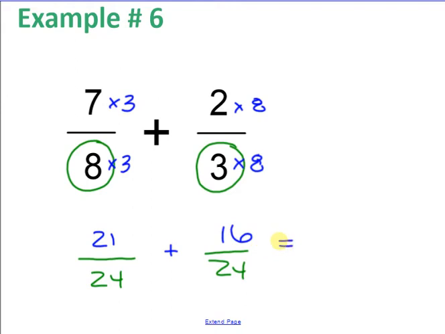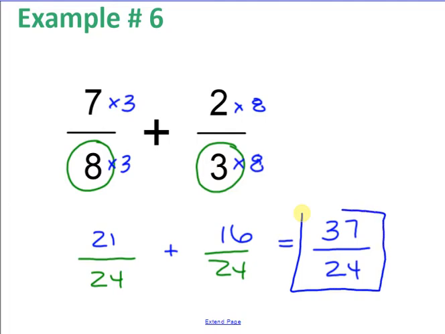Now I'm going to add the tops together. 21 plus 16 is going to be 37 over 24. And that's as simplified as it goes because 37 is prime, but we can also make it a mixed number. So 24 goes into 37 one time. What's the difference between the two of them? It's going to be 13 over 24.